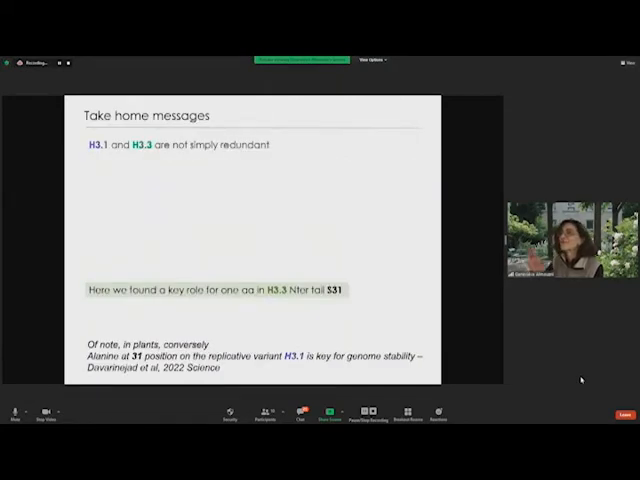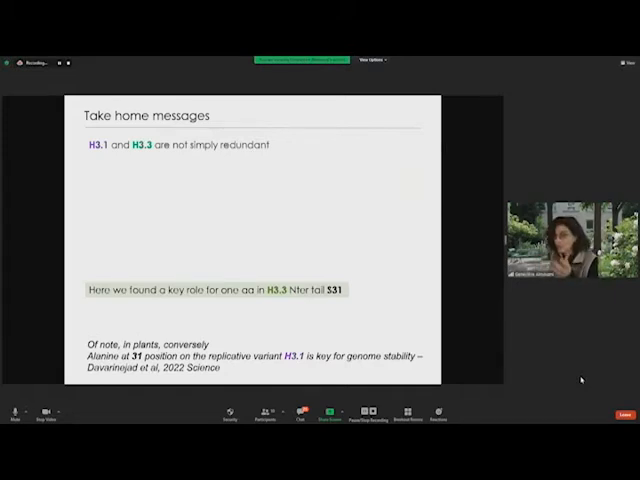And so now the take-home message is certainly that H3.1 and H3.3 are not simply redundant. And here we found a key role for one amino acid in H3.3 N-terminal tail, S31, which can be phosphorylated. But I'd like to stress that of note in plant, conversely, alanine at position 31 on the replicative H3.1 is key for genome stability. So this is just a paper that came out in Science, and I would like to invite you to check out.